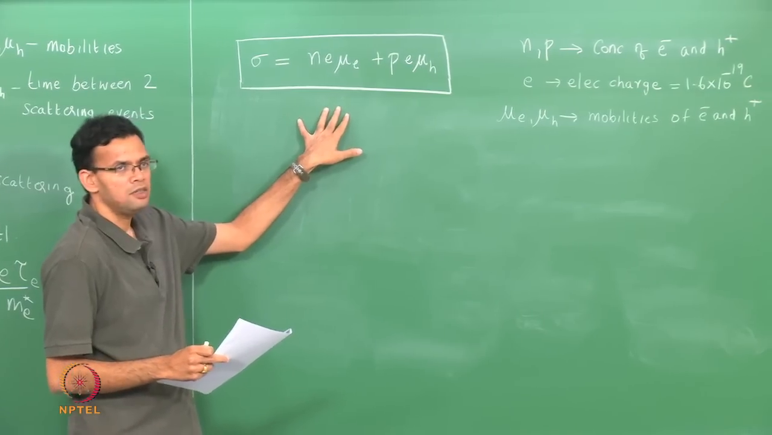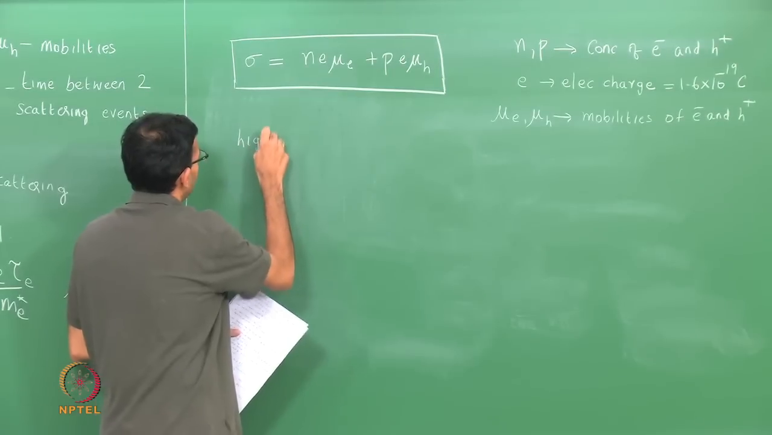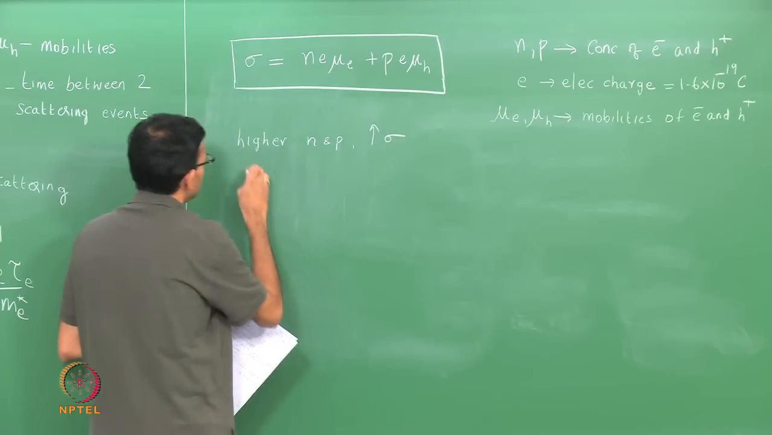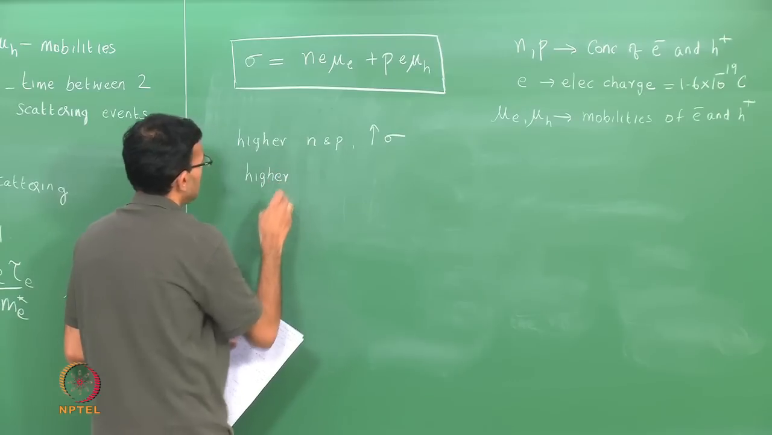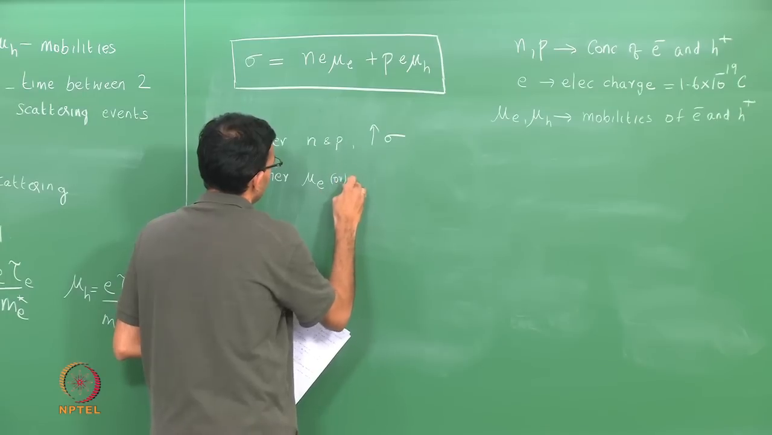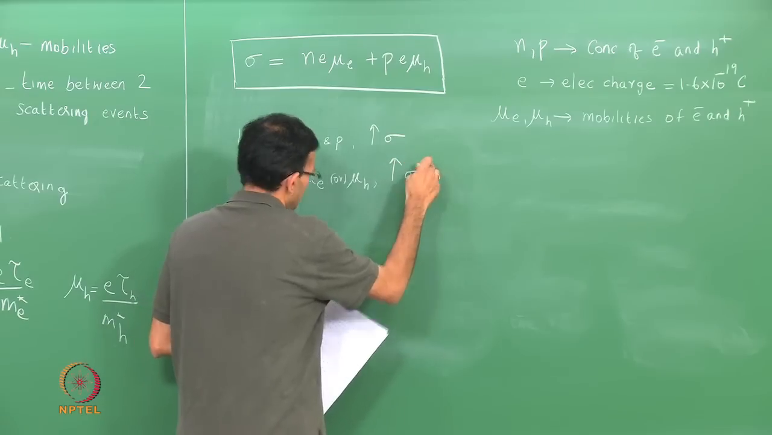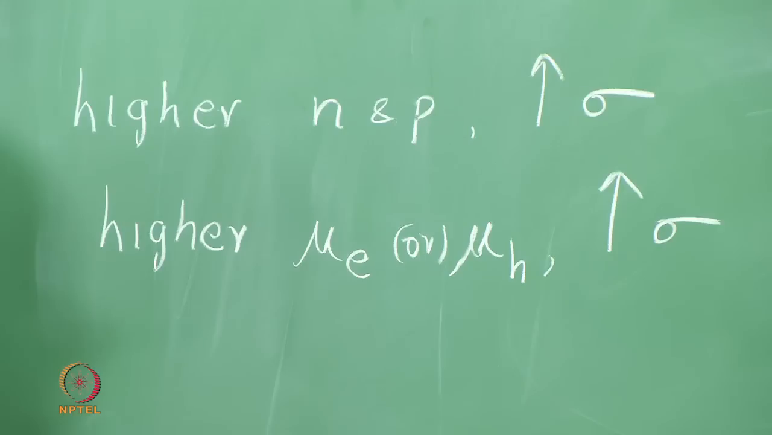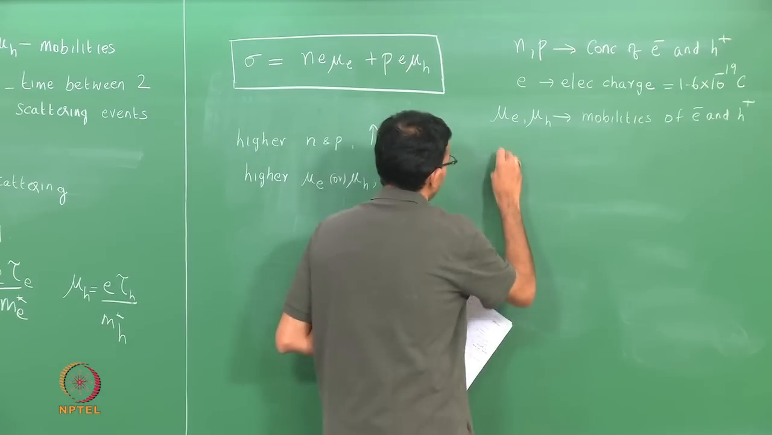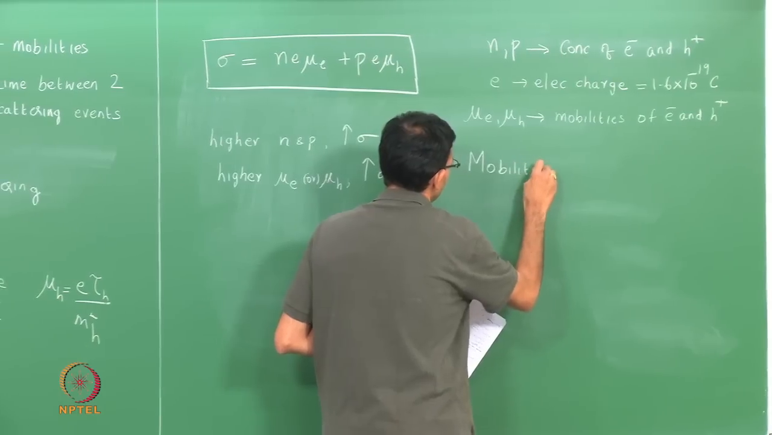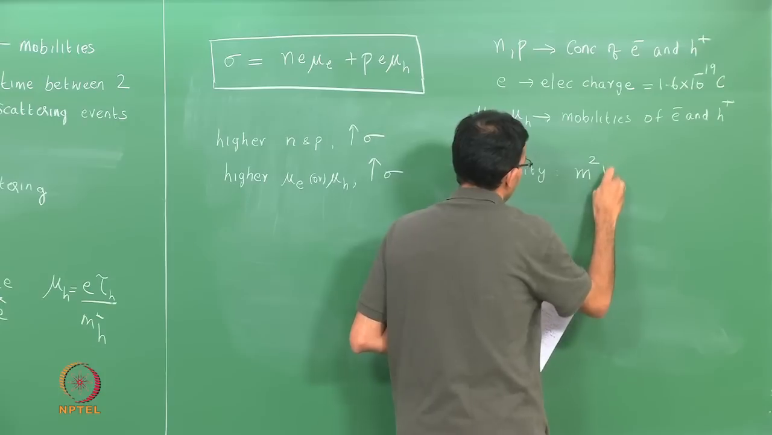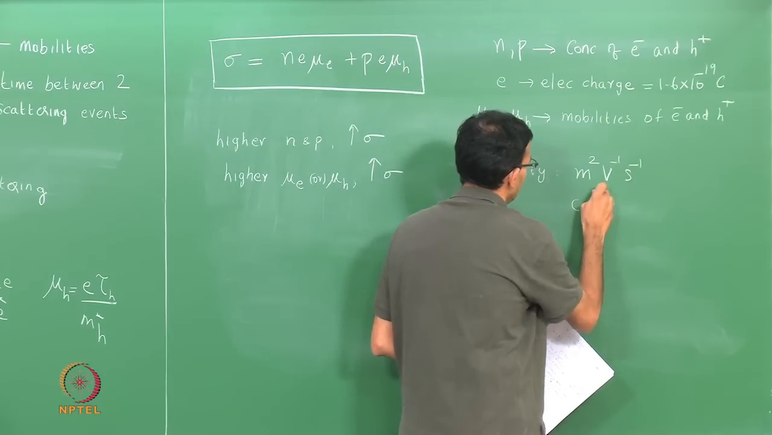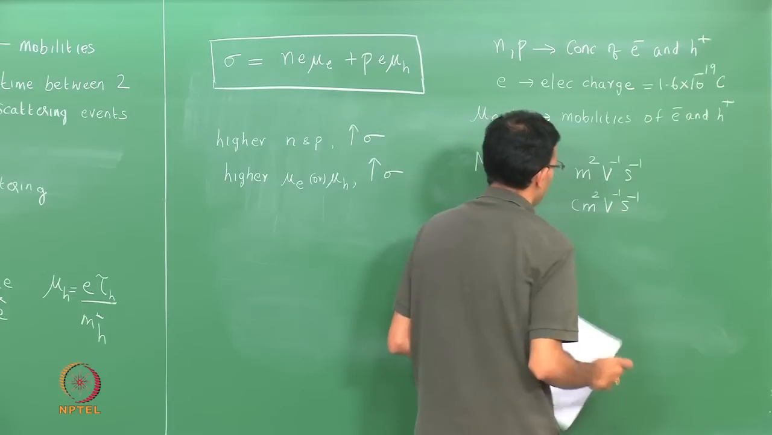So, if you look at this expression, the higher the concentration, so higher N and P, the conductivity is higher. Similarly, the higher mu e or mu h, the conductivity is higher. The typical units for mobility are meter square per volt per second. So, for units of mobility, you can either use meter square per volt per second, or you will also find that some books give values in centimeter square per volt per second.